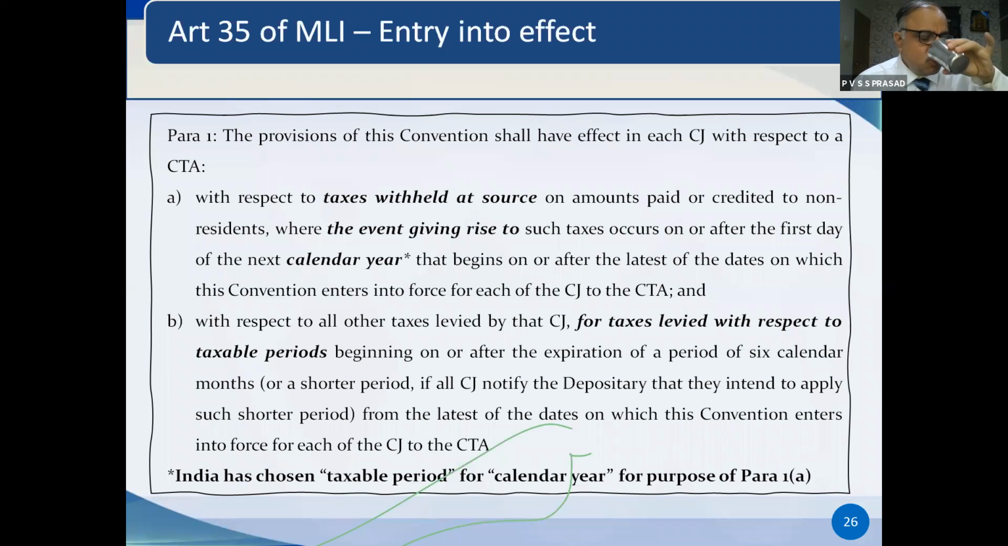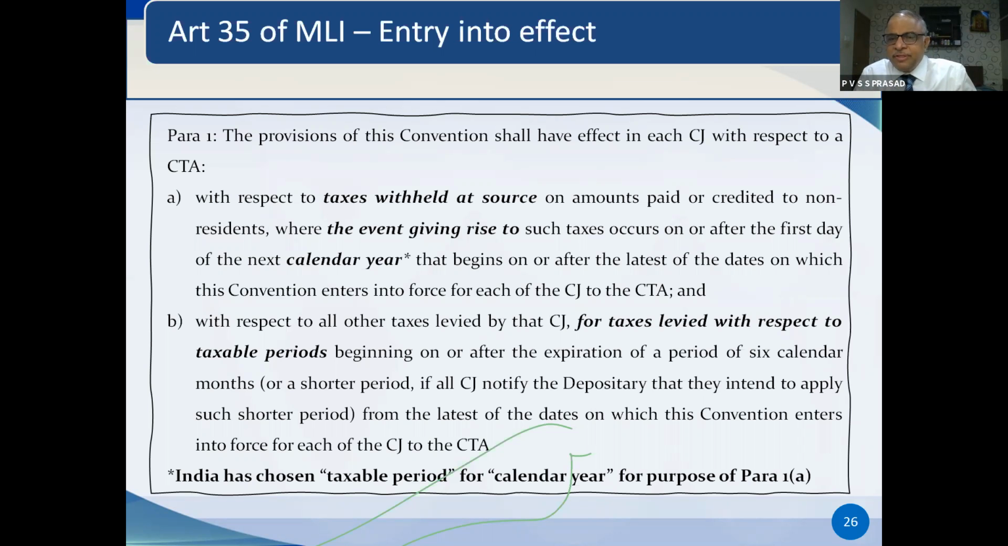Then, how is this MLI going to be effective? MLI would come into effect in two different ways in respect of two different items of tax. One is withholding taxes. The other one is the regular taxes. With respect to withholding taxes, a particular effective date will be applied by both the countries. With respect to regular taxes, another date would be applied.